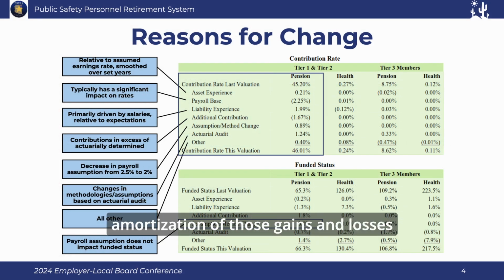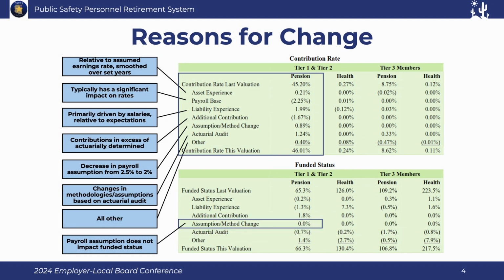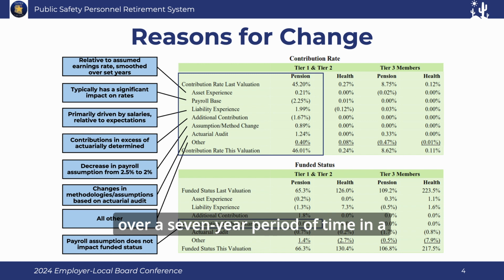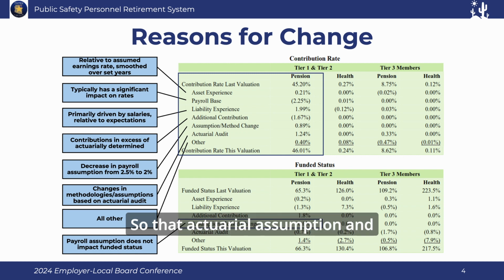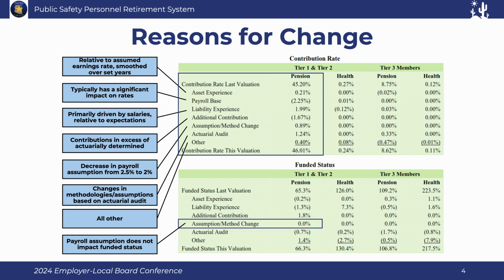That means that the amortization of those gains and losses over a 7-year period of time in a highly volatile market is working pretty well. So that actuarial assumption and methodology that we use to amortize those gains and losses is working relatively well because it's not causing a lot of volatility to the contribution rates, right? So those are important things to understand, but look at the other things that are driving it far more than asset experience. Liability experience, right?